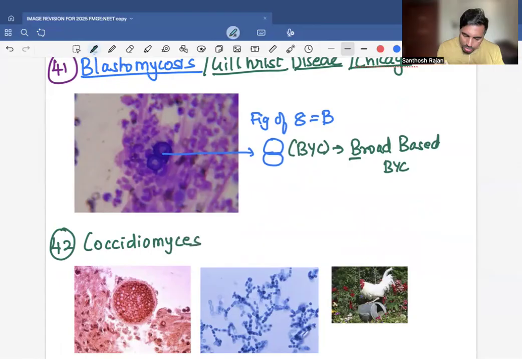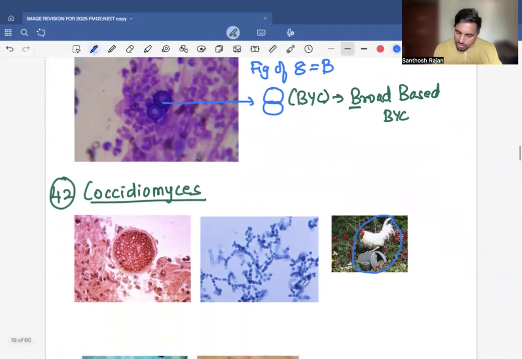Coccidioidomycosis, imitate. Now, coccidioides, you remember this cock only. Look at the cock where it's standing. First of all, this cock's name is called Arthur's cock. It's standing on the barrel.